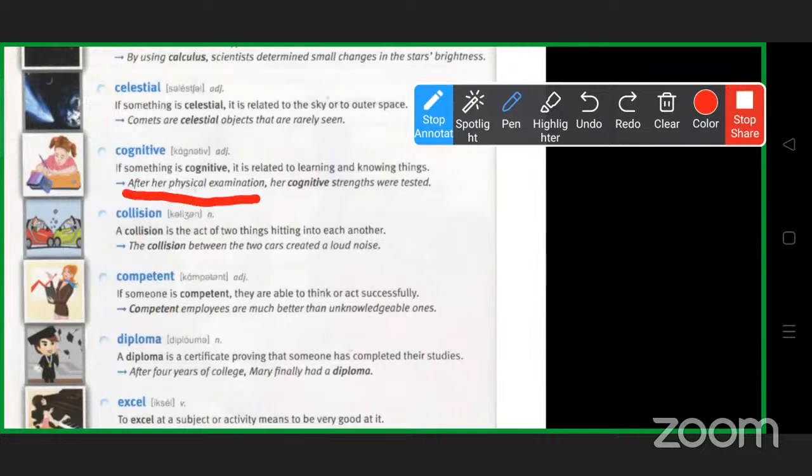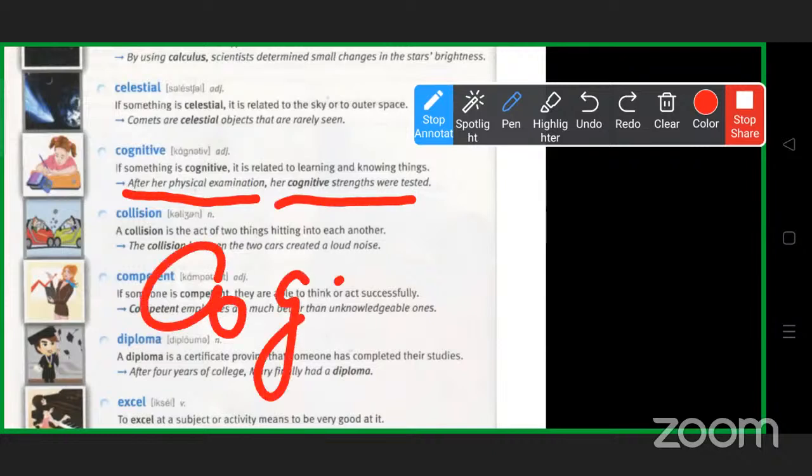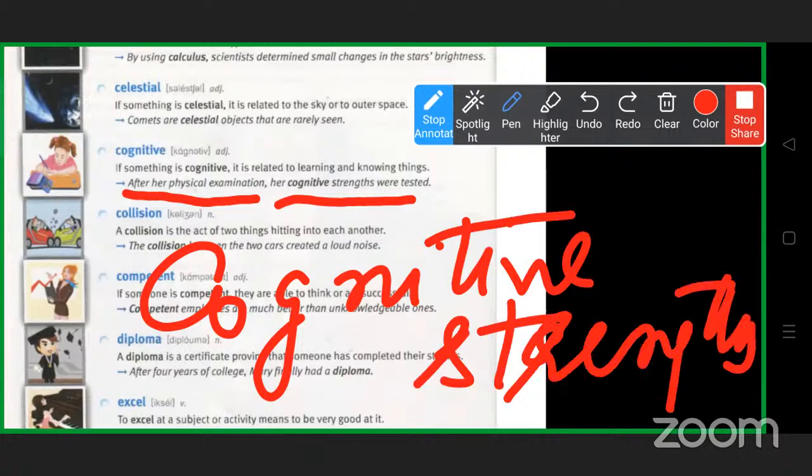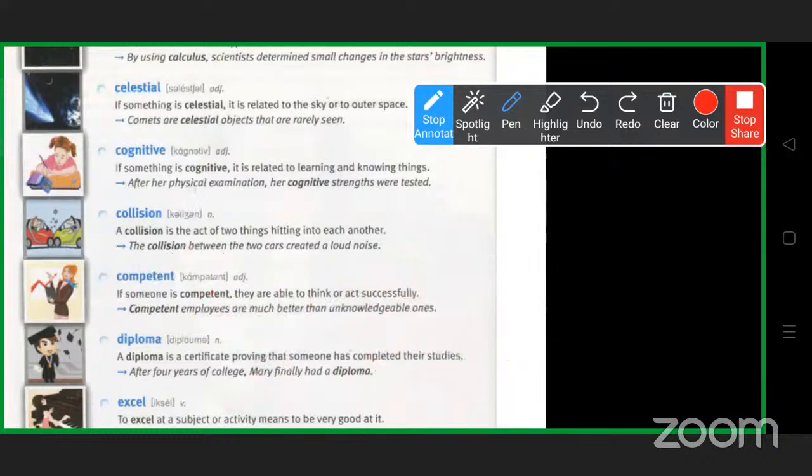After her physical examination, her cognitive strengths were tested. Adjectives are usually placed before a noun, and strengths would be the noun here. All the capabilities and abilities in a person would be called his or her strengths. So cognitive strengths are those strengths more related to the brain. Memory strengths will be tested now, because the physical examination is already done.